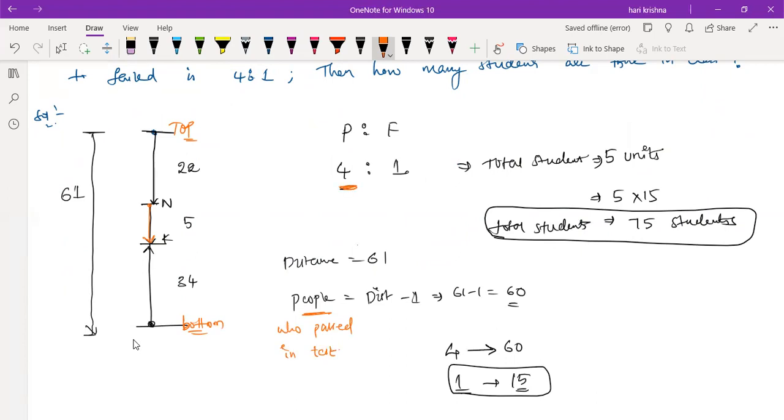That is equal to 4 in the ratio. So 4 is equal to 60. That means 1 unit indicates 15. So in total we have 5 units of students. So 5 into 15, total 75 students are there in the class.